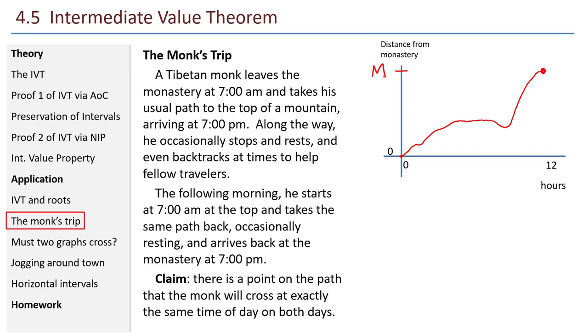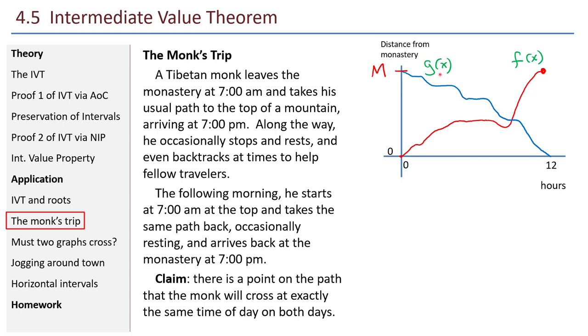Now let's graph his travels on the second day, from the top of the mountain back down to the monastery. In this case, he starts at the top, and he'll travel down, maybe he'll rest for a little while, continue down, and eventually he comes back to the monastery. Let's label these two functions. We'll say his trip up the mountain is f of x, and his trip down the mountain is g of x. These are continuous functions. Our monk is not a magic monk. He cannot disappear in one place and reappear in another place instantly.